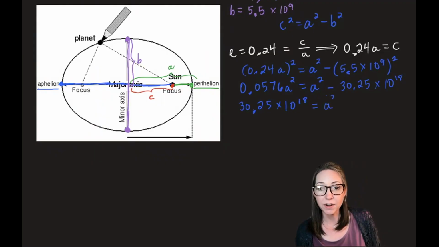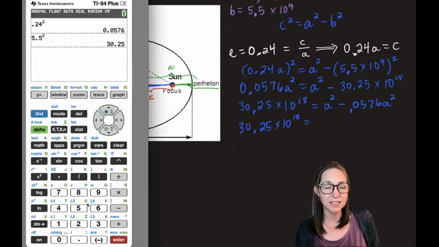Let's go ahead and write that out: 1a squared minus 0.0576a squared. Since those are like terms, we can go ahead and subtract those numbers to get 30.25 times 10 to the 18th is equal to, we need to do 1 minus that 0.0576 number.